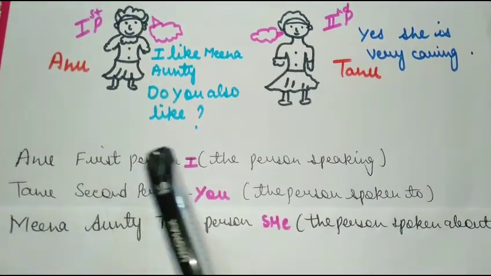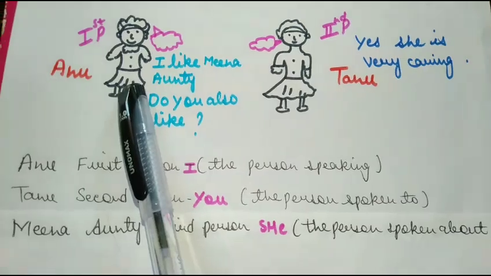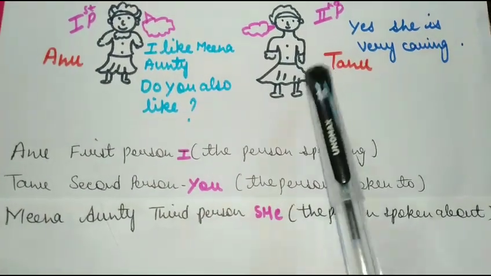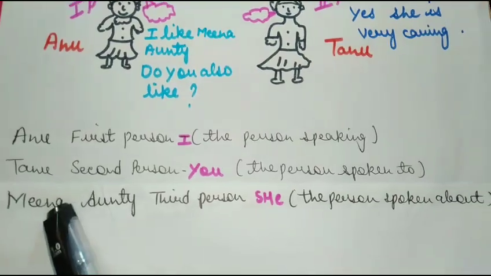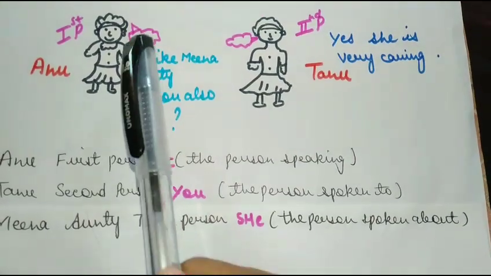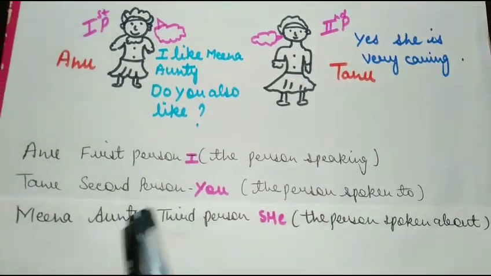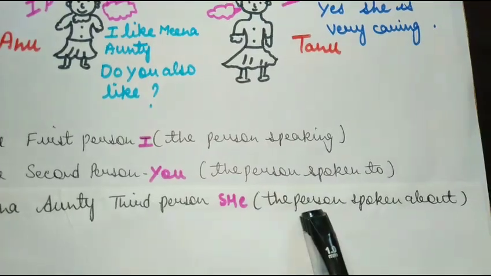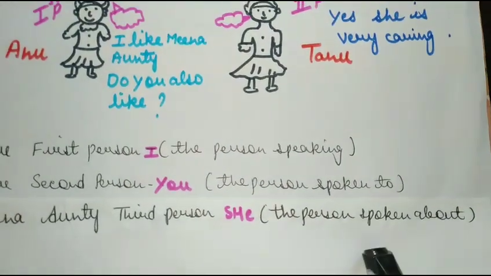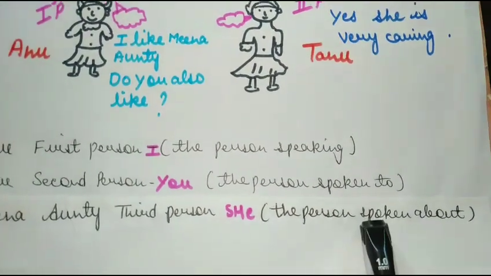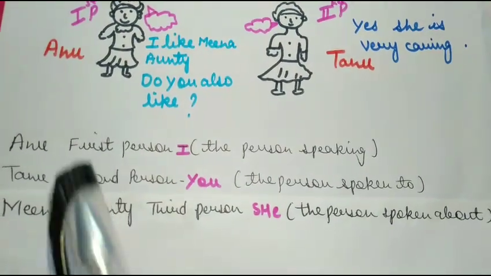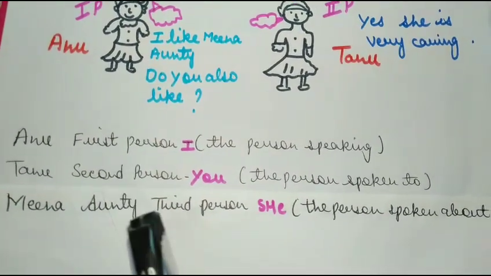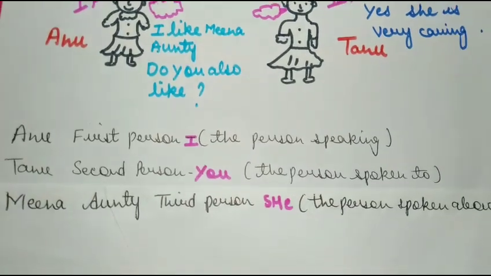Anu, first person, I, the person speaking. Tanu, second person, you, the person spoken to. Meena auntie, third person, you all can see here, Meena auntie is third person, she, the person spoken about. So now it is clear to you all who is first person, who is second person and who is third person.